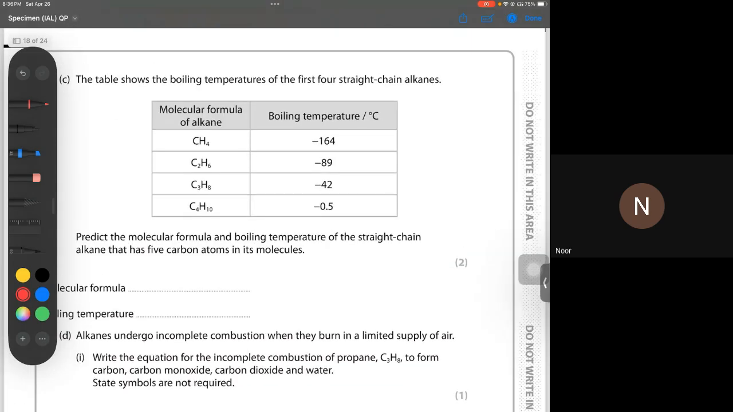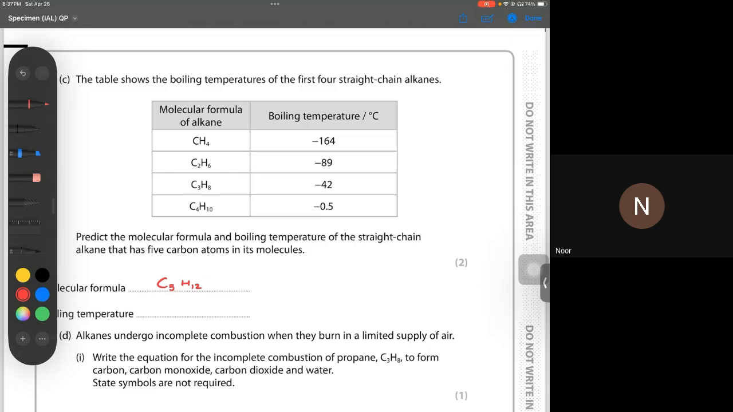Predict the molecular formula and boiling temperature of the straight chain alkane that has 5 carbon atoms in its molecule. C5H12. What's the boiling temperature? The temperature is going to increase. Then you get to know the difference.